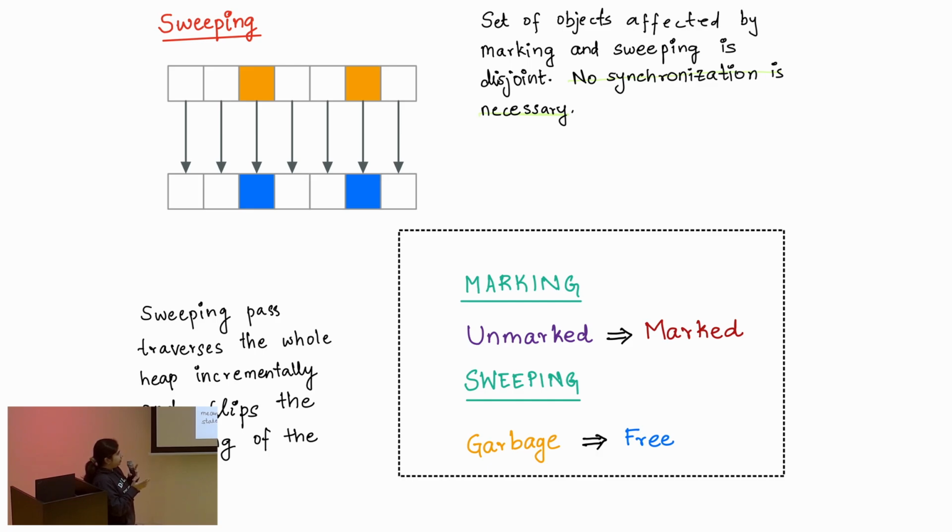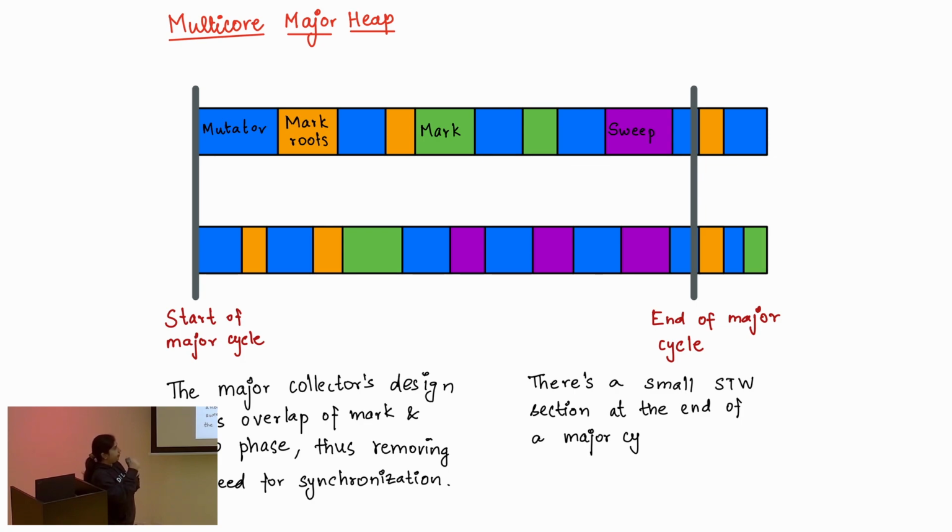The set of objects that are affected by marking and sweeping don't have an overlap at all. So the nice thing here is we don't need any synchronization between the 2 phases, which also means that we can have overlaps between marking and sweeping phases. This is just to show that it is possible to have overlapping marking and sweeping phases. There is, of course, a very small stop the world section at the end of a major cycle. This does some bookkeeping work, which doesn't take a lot of time.